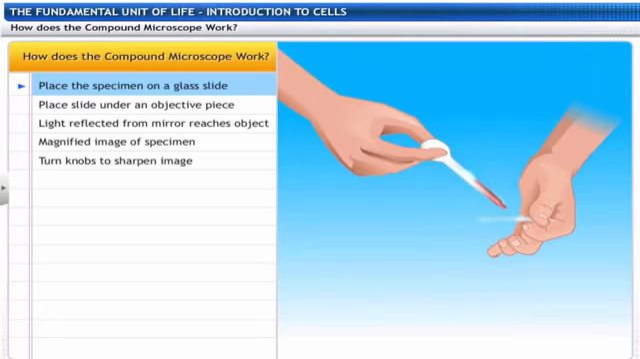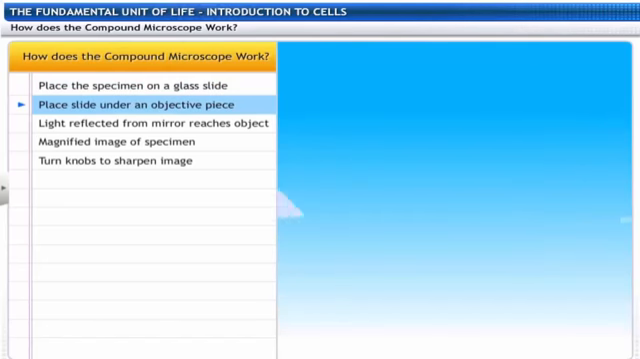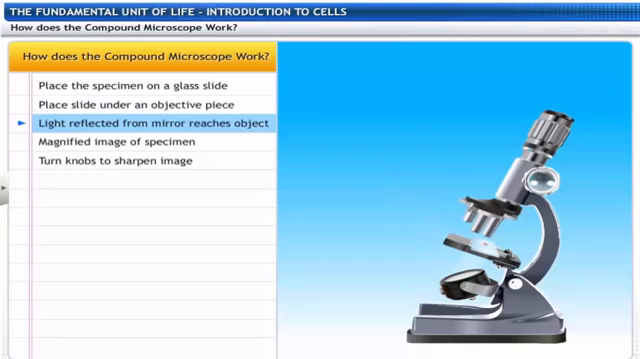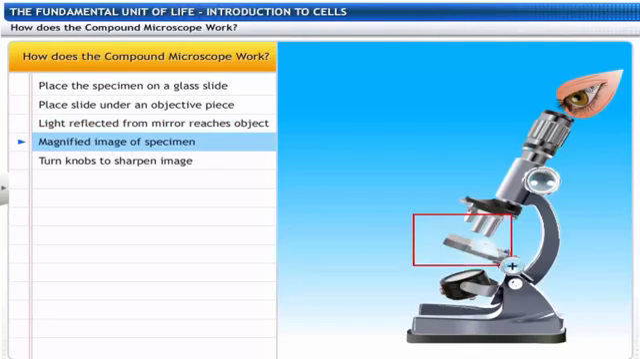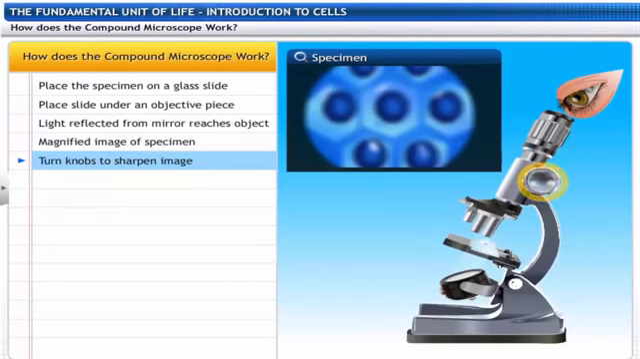The specimen to be observed is placed on a glass slide. The slide is then placed on the stage under an objective piece in the middle of the microscope. The light reflected from the mirror passes onto the object. From the eyepiece, a magnified image of the specimen can be seen. The side knobs are turned to get a sharper image.